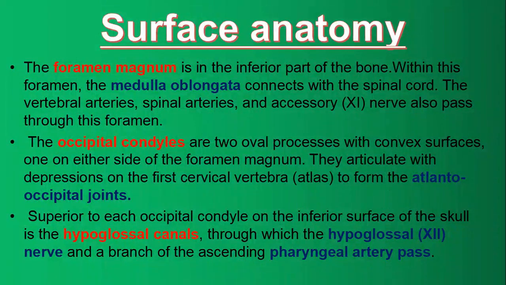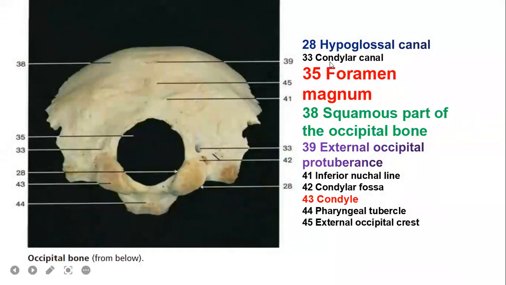So that's about the occipital, or a few of its features. Let's review what we've been studying. The part labeled 35 is the foramen magnum, which we've been able to describe. We also have the part labeled 28, the hypoglossal canal, where nerve number 12 passes through. And we have the part labeled 38. This point is the external occipital protuberance. We have the part labeled 39. 39 is the point, and 38 is the squamous part of the occipital bone.